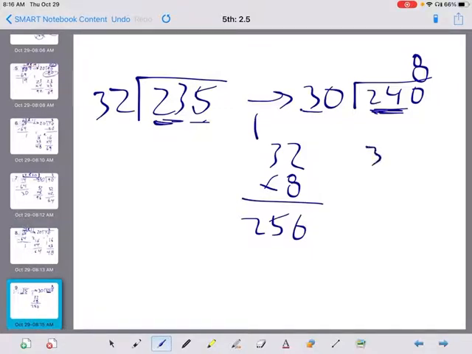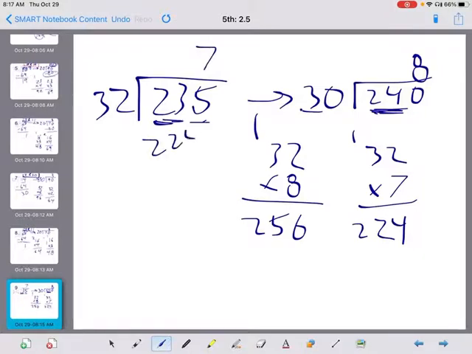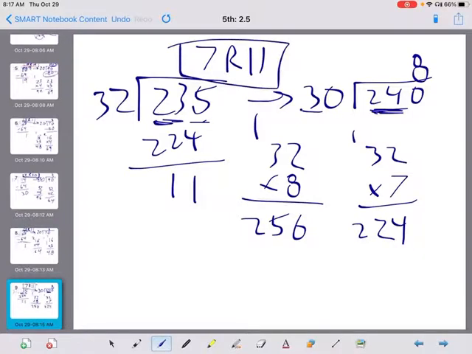So let's do 32 times 7. 7 times 2 is 14. 7 times 3 is 21, plus 1 is 22. 224. I think that might work out. Let's put 7 up here, 224 right here. 5 minus 1 is 1. 3 minus 2 is 1. So we get 11. 7, remainder 11. Boom, we got it. Good for us.